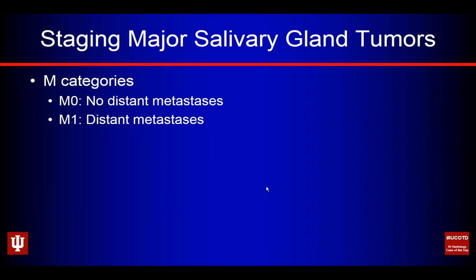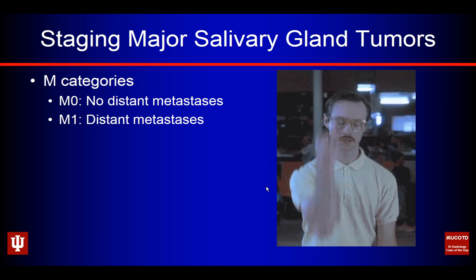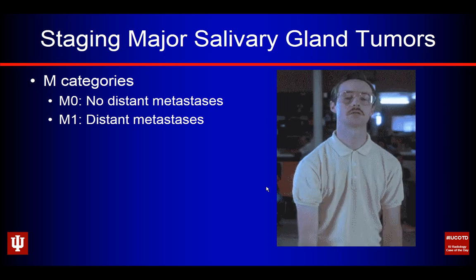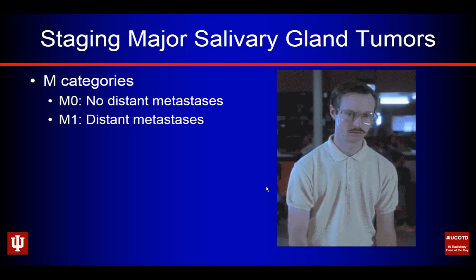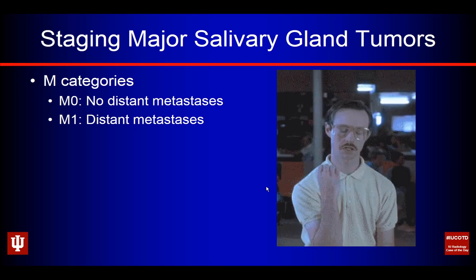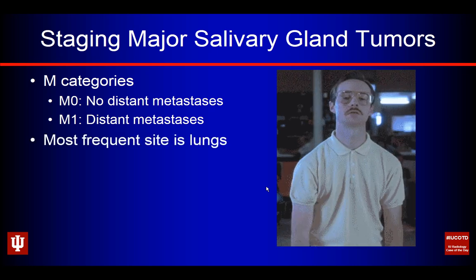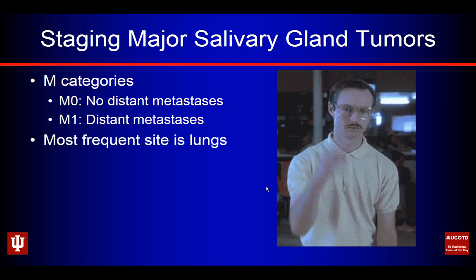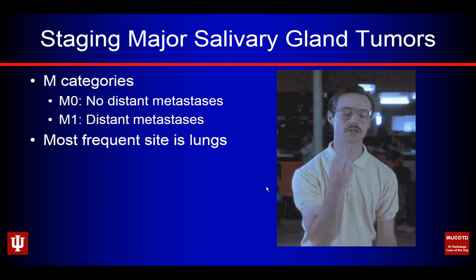All right, then the last category, the M category. Fortunately, this one is binary. I can handle this. M0, you have no metastases, no distant metastases. M1, you do have distant metastases. Super easy. Most common site to have metastases from these salivary gland tumors would be the lungs, so we need to make sure we're looking at the lungs.